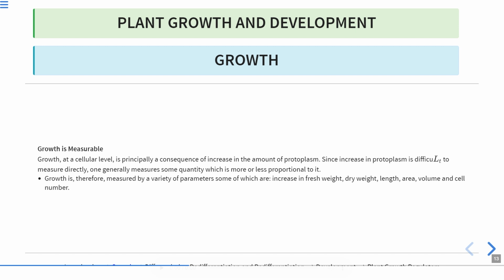Length. You can measure the length of the plant. This is also one of the parameters that gives you the measure of growth in the plant. Okay, you can measure the height of the tree. You can measure the area that is covered, right? You can measure the volume and the cell number. You can even count the cell number. So all these are the different parameters to measure the growth in the plant.